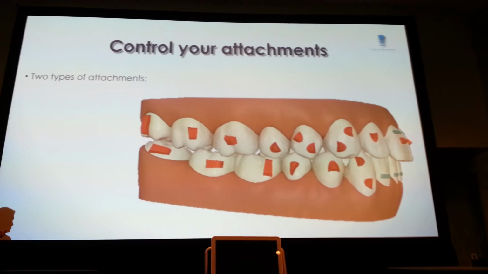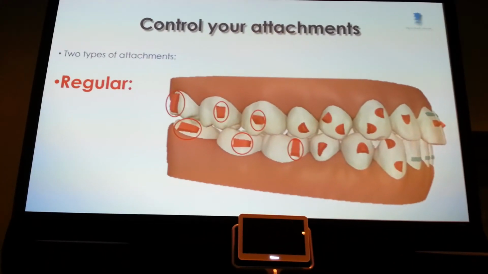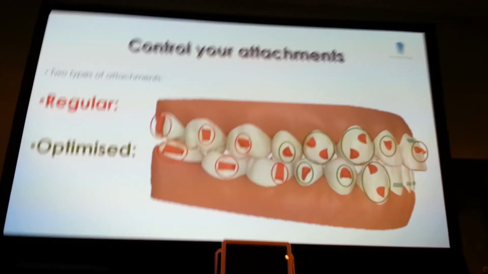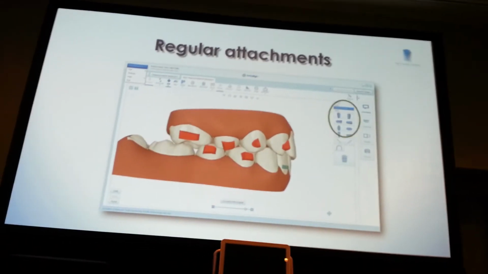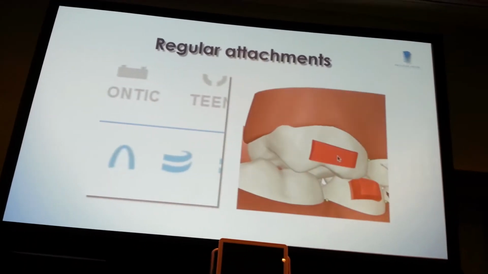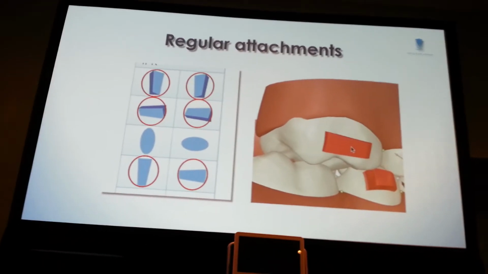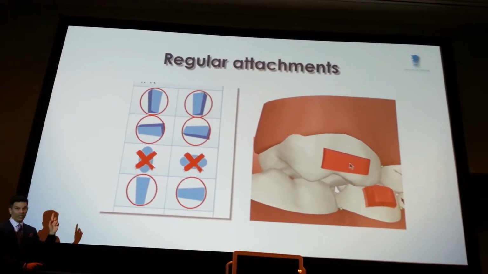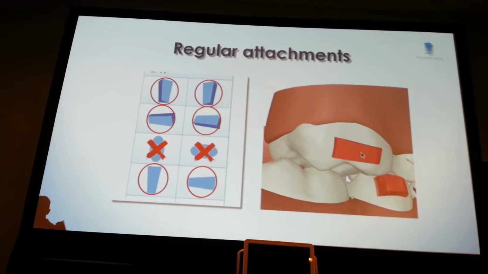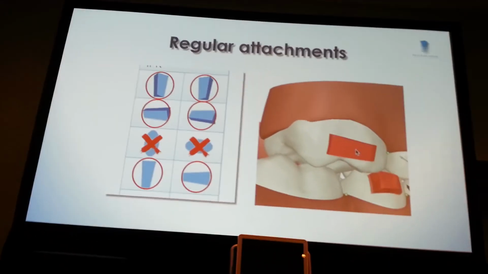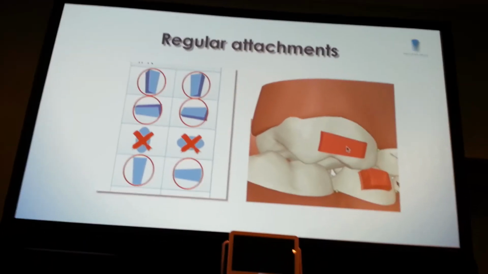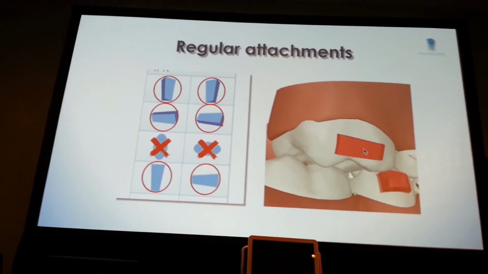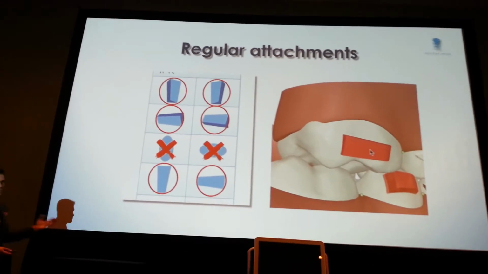There are two kinds of attachments: the regular attachments and the optimized attachments. The regular attachments are the rectangular ones. You have 8 different regular attachments. Those two here, we never use them. Those are probably the sausage attachments. They were probably invented by someone who still works for Align and they don't want to remove them, so they keep them there, but nobody uses that anymore.